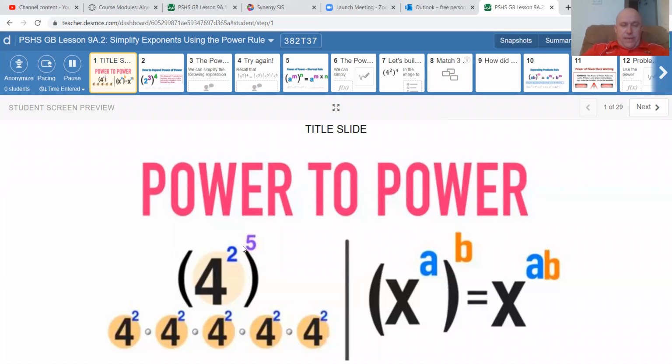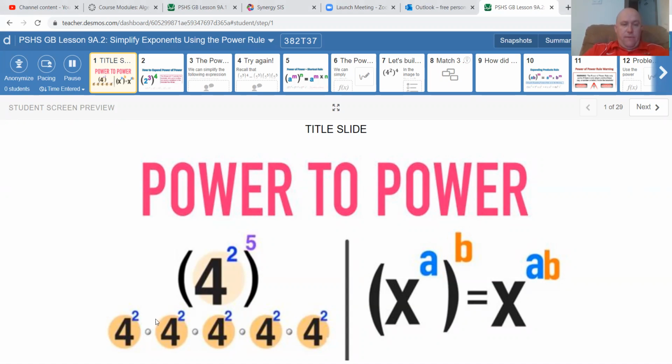So power to a power basically refers to having two powers within the same question, one inside the parentheses and one outside the parentheses, as you can see on both of these two examples. And the one on the right shows you what the rule is straight away. You just multiply the two powers together. And the one on the left here shows you what this actually means.